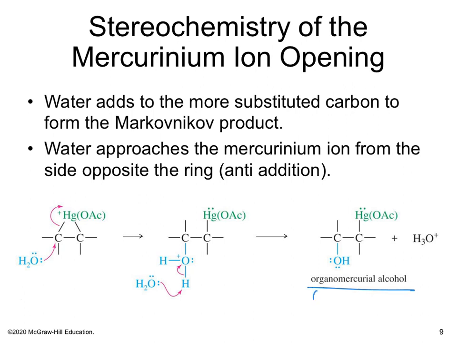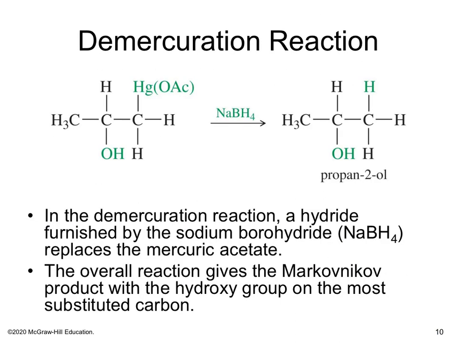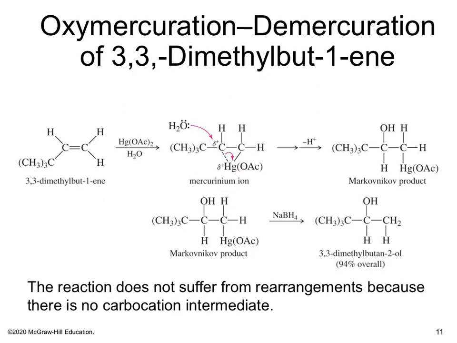So this is the oxymercuration reaction. You're adding OH and you're adding the mercury. And then the sodium borohydride, this is the second step, and basically you just replace the mercury acetate with an H. Notice that this is showing you anti-addition because you're going to do the ring opening. And that might be important in your homework.